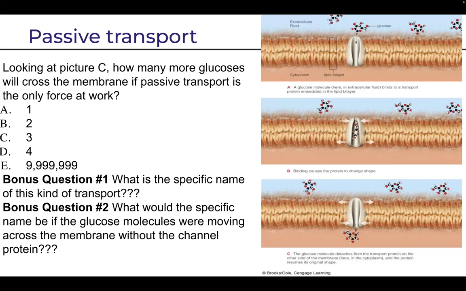And you should know, if you didn't have a transport channel, because you can see this gray blob right here, that's a channel, right? The channel is helping provide a passage for the glucose to move through. That's kind of neat because glucose is kind of big. But imagine if glucose could go across without that channel protein, what would that be called?